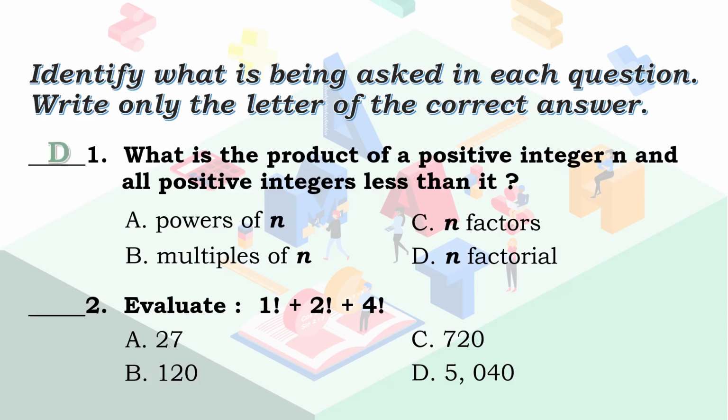The answer is number 1, D. N factorial, and number 2, A. 27.